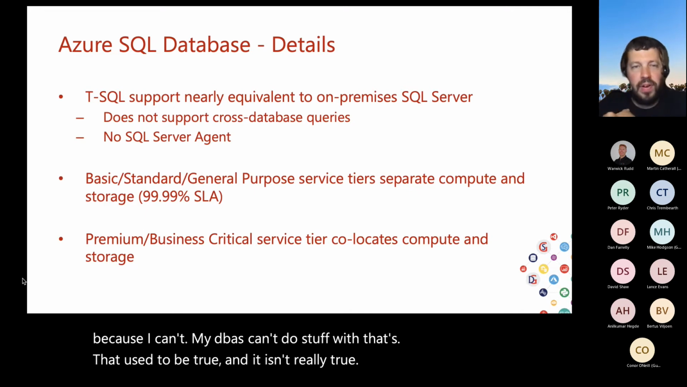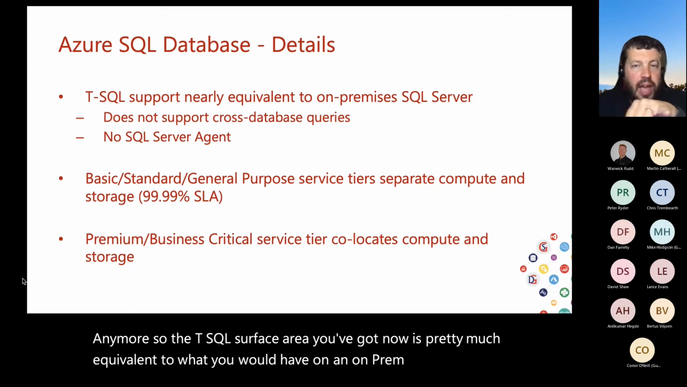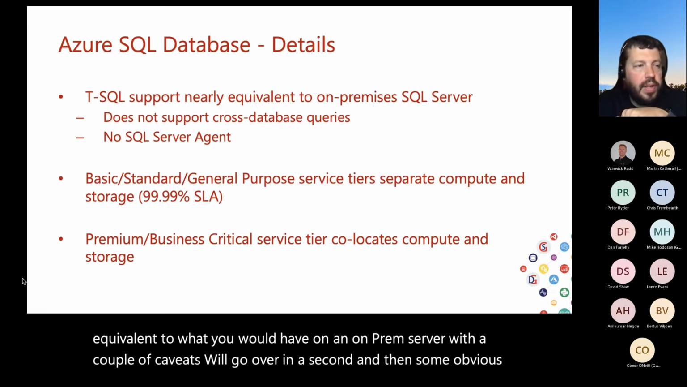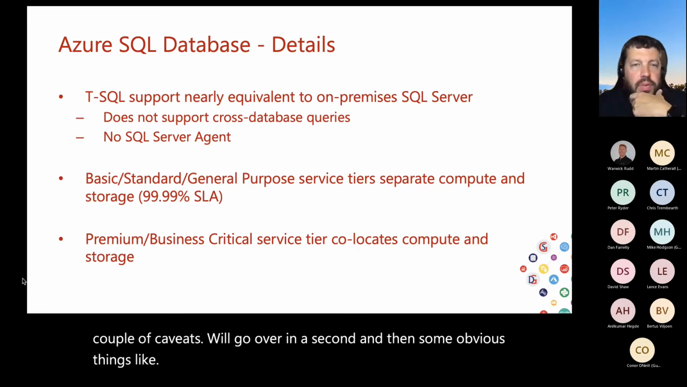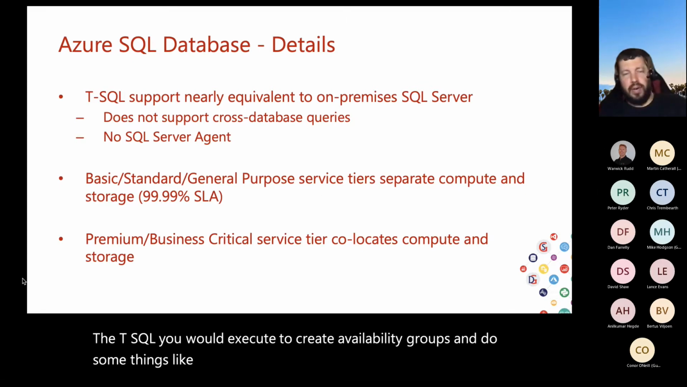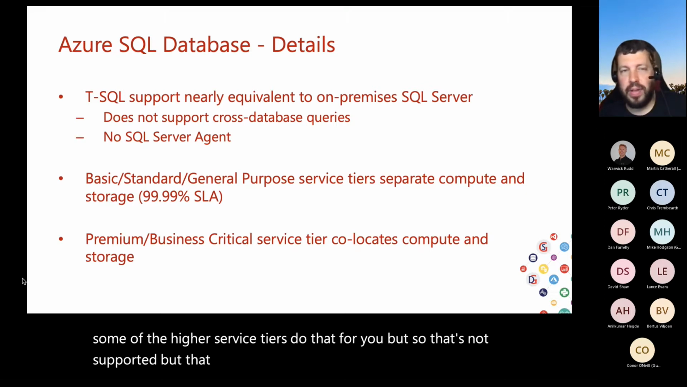So the T-SQL surface area you've got now is pretty much equivalent to what you would have on an on-prem server, with a couple of caveats we'll go over in a second, and then some obvious things like the T-SQL you would execute to create availability groups and do some things like that. You can't do that here. And that's because some of the higher service tiers do that for you. So that's not supported, but that makes sense because we can't actually run those.